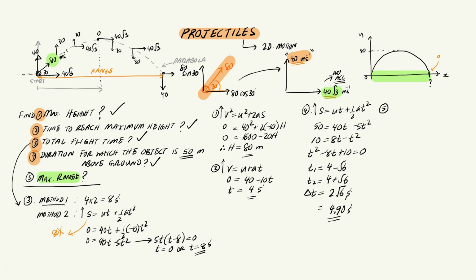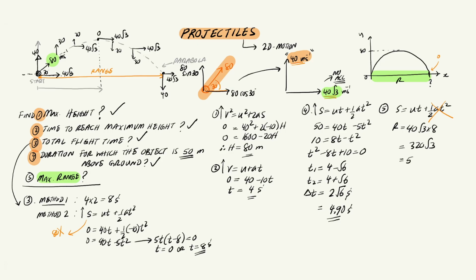Since there's no horizontal acceleration, only one of our 4 SUVAT equations is actually usable here, which is s equals ut plus 1/2 at squared. And because a equals 0, the entire second term vanishes completely, and we're left with simply s equals ut. Here, s is the range we're looking for, and I'll be using r to represent it. And u is 40 square root of 3, and t is the total flight time we already found, which was 8 seconds. So, r equals 40 square root of 3 times 8 equals 320 square root of 3.